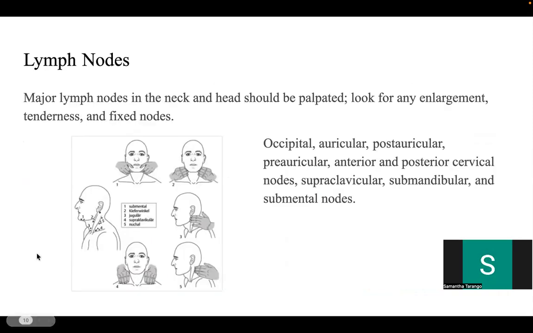For the lymph nodes, major lymph nodes in the neck and head should be palpated. Look for any enlargement, any tenderness, or fixed nodes. As we saw in the video, the hygienist was going all over these lymph nodes: the occipital, auricular, postauricular, preauricular, the anterior and posterior cervical nodes, the supraclavicular, submandibular, and submental nodes.